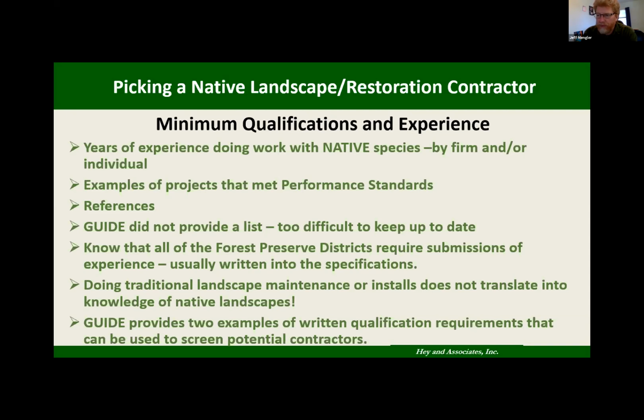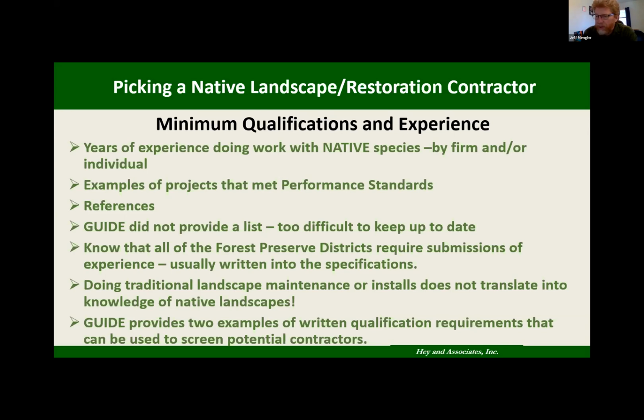Know that even our forest preserve districts require submission of experience. It's usually written right into their specifications when they contract work out. And doing traditional landscape maintenance or even installations does not necessarily translate into a knowledge of native landscapes. I know that Bill's worked in both worlds on that, and I'm sure can attest to that: just because a landscaper knows how to trim the bushes and mow the lawn doesn't mean he has any idea how to deal with your rain gardens or your converted deep stormwater basins.